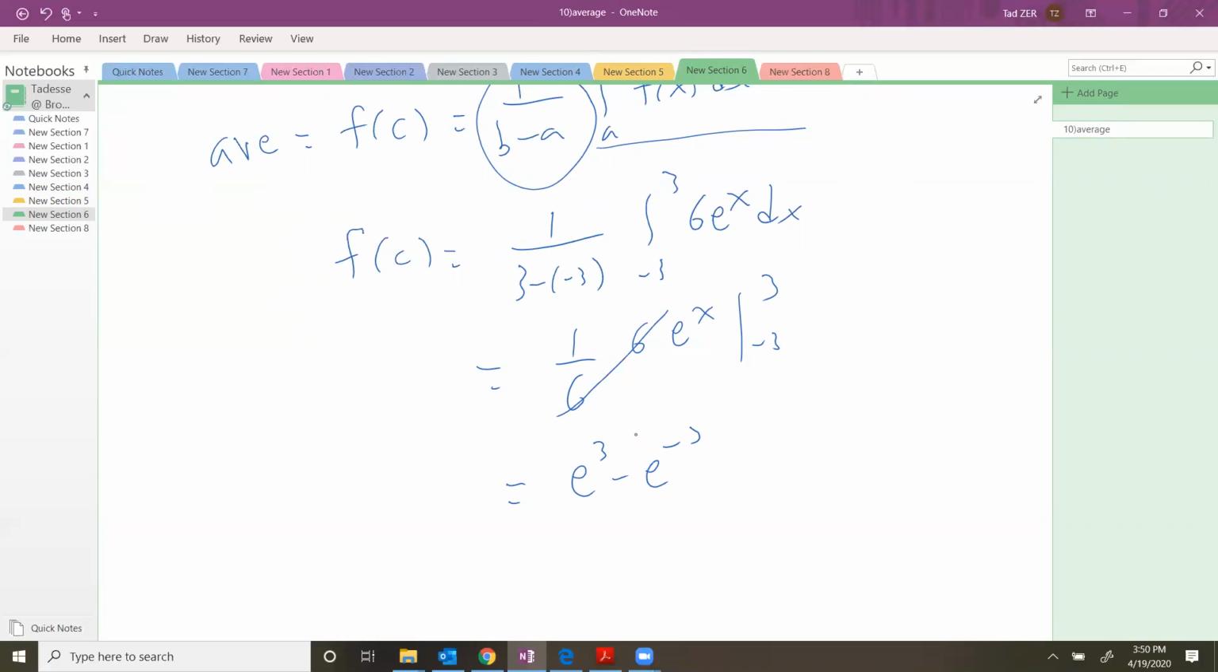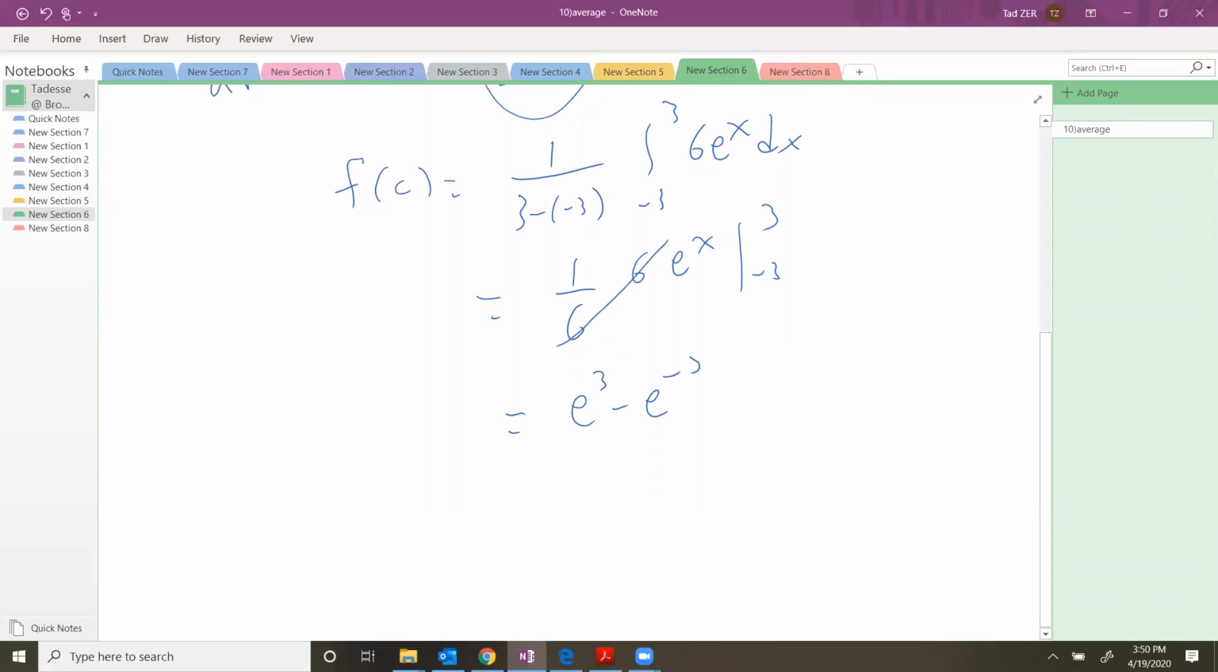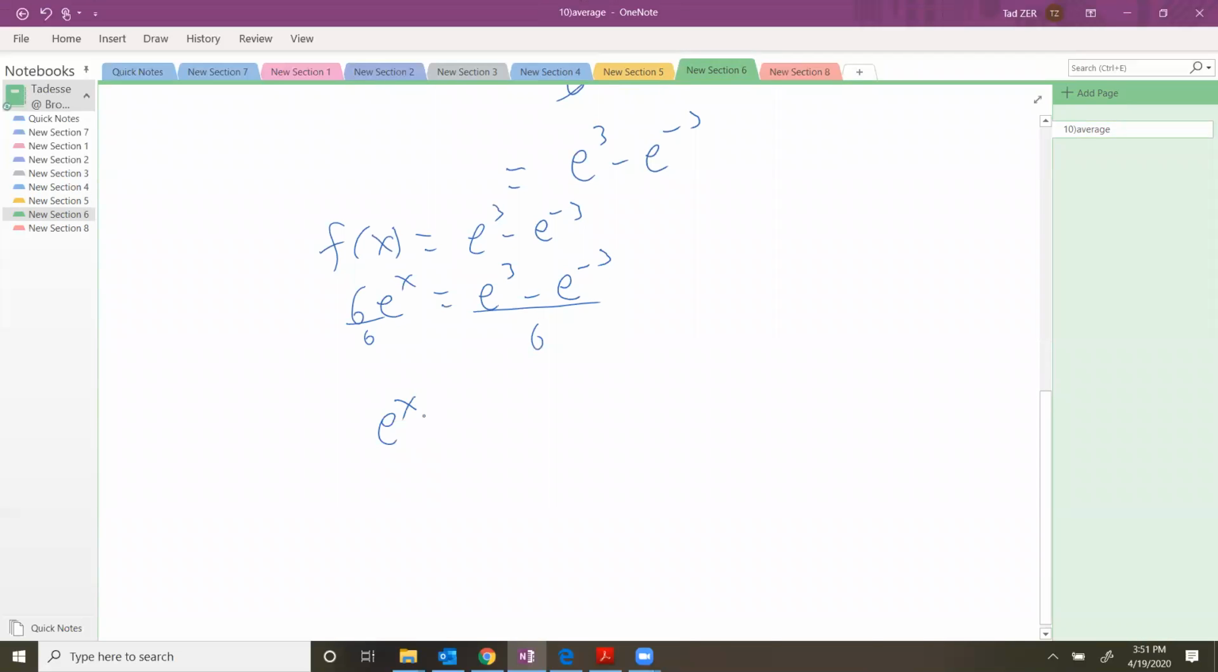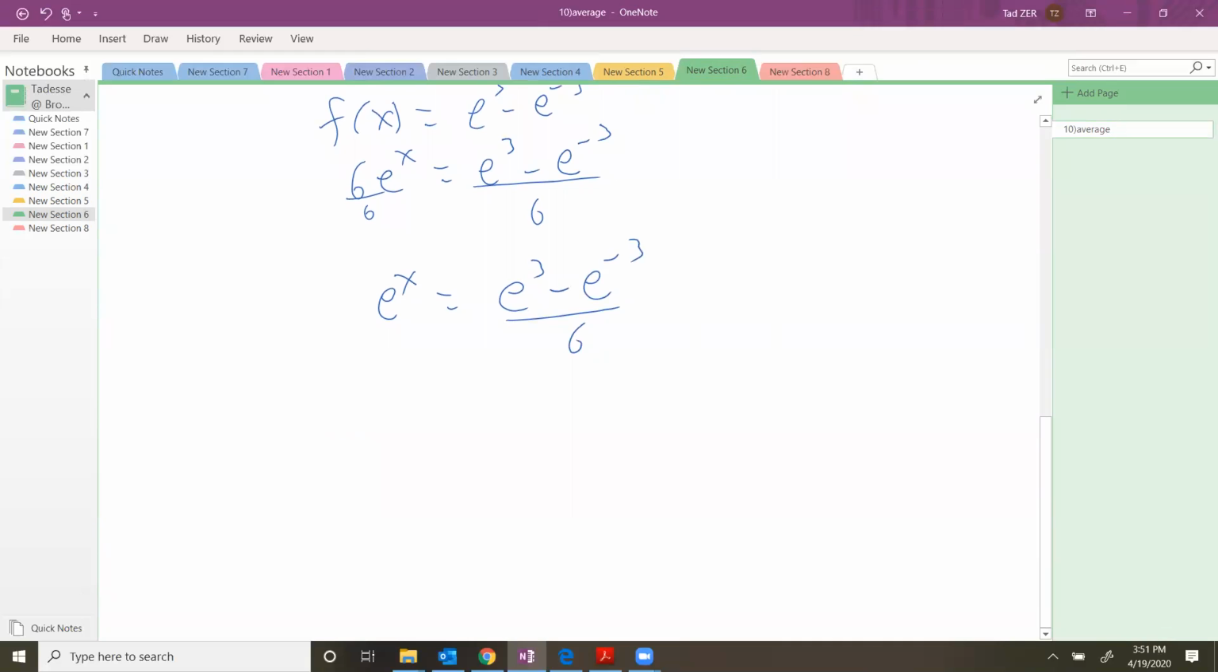Now, it says, what must be the value of x or c where the function equals the average value? So I have to solve f of c equal to e to the 3 minus e to the negative 3. But what is f of x? 6 e to the x equal to e to the 3 minus e to the negative 3. You divide both sides by 6. So e to the x equal to e to the 3 minus e to the negative 3 over 6. Now this is an exponential function. This is just a number, okay? E to the x equal to that. Let's take the natural log of both sides.